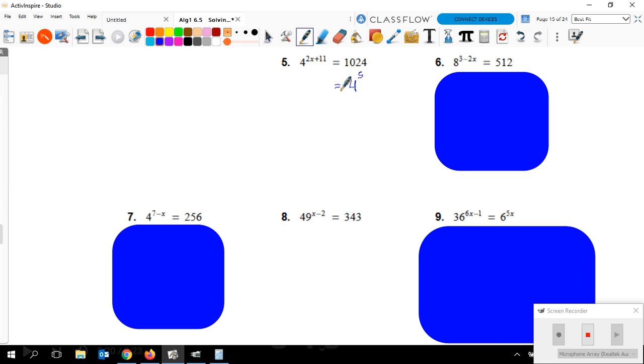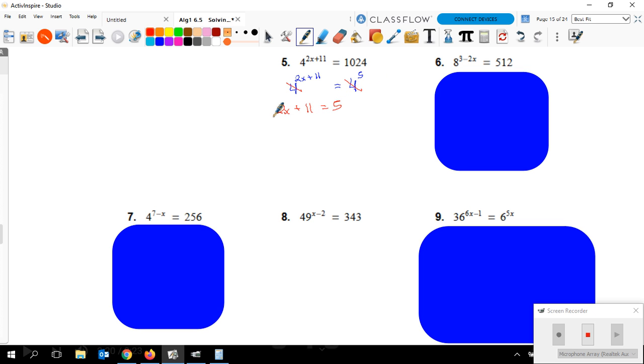And now I have 4 to the x power, this 2x plus 11. So now I have the same base, and at this point I can cross out those bases. That would now give me the 2x plus 11, just like we did earlier on the last few problems, is equal to the exponent of 5.